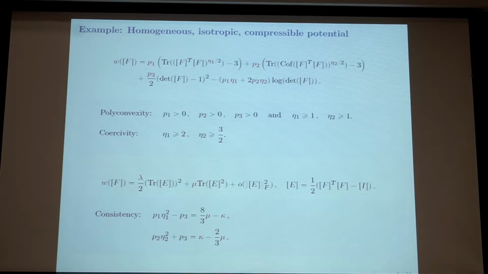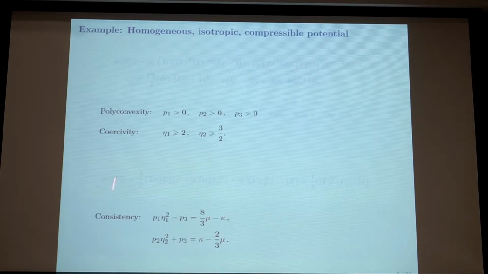And we can get additional information by also linearizing the stored energy function near the reference configuration, which gives us what we call consistency relations between the parameters of the stored energy function and the elastic moduli at small strains, which are the bulk and shear moduli in this case. So basically, it's by using this information on the parameters that we would like to construct their joint probability density function.